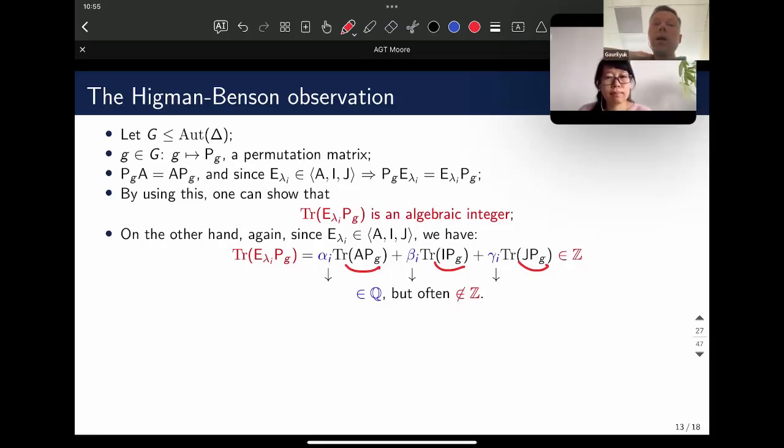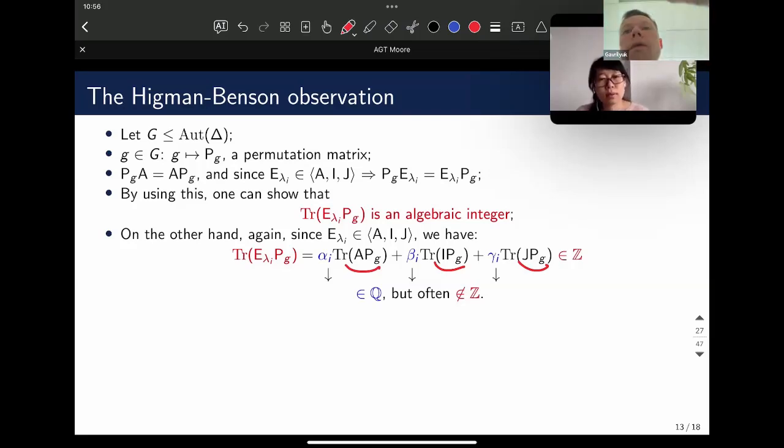So now what we have, on the right-hand side of this formula, is a rational expression. The left-hand side must be an algebraic integer. Therefore, the whole value must be an integer. What happens now is that the coefficients of this linear combination, say alpha I, beta I, and gamma I, are always rational numbers, but often they are not integers. So this gives us some constraints on the values of the corresponding traces in the right-hand side of this formula.